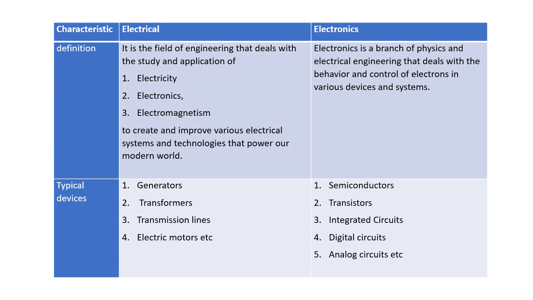So I've made a tabular form. You can see here on the left hand side there's electrical, on the right hand side there's electronics. We'll first see the definition of electrical and electronics, and then we'll see the rest of the differences. So first we'll go for the electrical. First I'll read and then I'll explain.